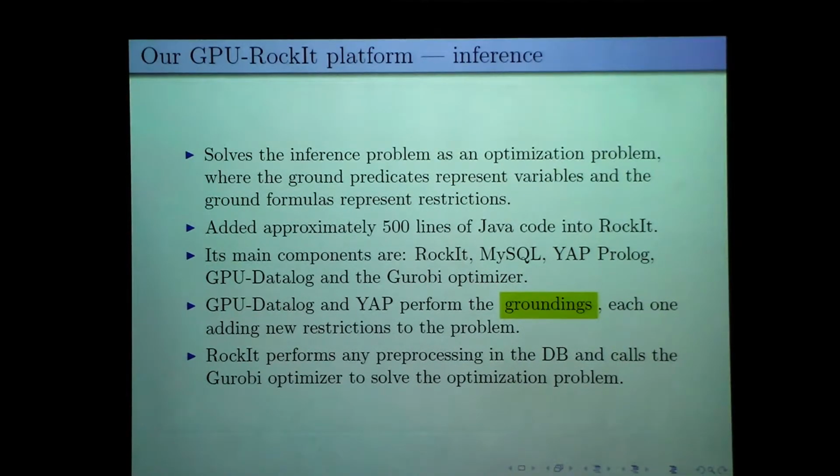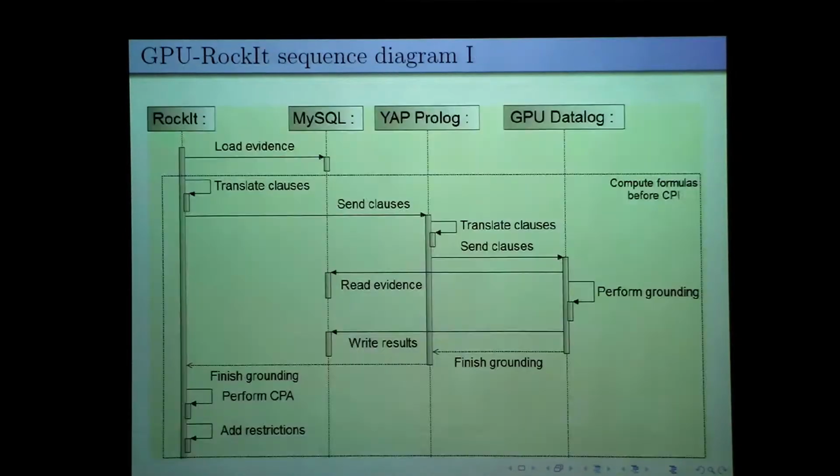problem. Well, GPU Datalog, along with JAP, are the ones in charge of performing the grounding process, and Rockit is in charge of any pre-processing, uploading into the database, and calling the Gurobi optimizer to solve the optimization problem. And here, as we can see, it's similar. The grounding process is similar. We also load the evidence, we translate the clauses, and we perform the grounding with GPU Datalog.